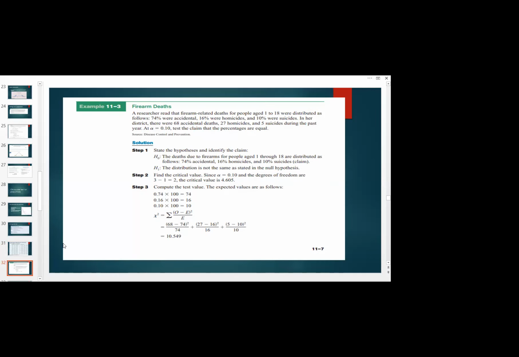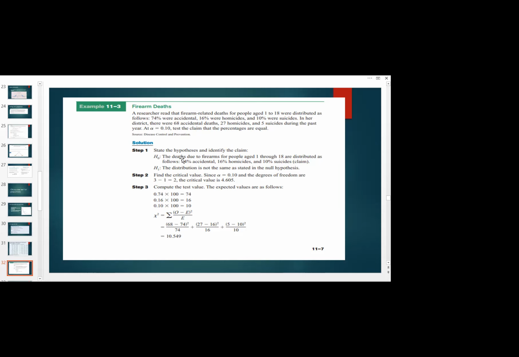So this is an example of a chi-square test. A researcher read that firearm related deaths for people aged 1 to 18 were distributed as follows: 74% were accidental, 16% were homicides, and 10% were suicides. In her district there were 68 deaths, and 27 were homicides, 5 were suicides. At significance level they have taken 0.10, which is 10%. Test the claim that the percentages are equal.